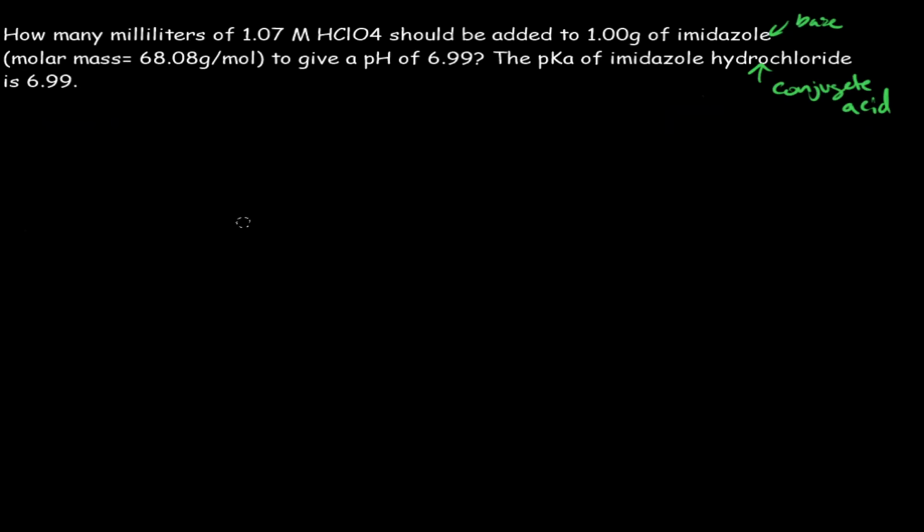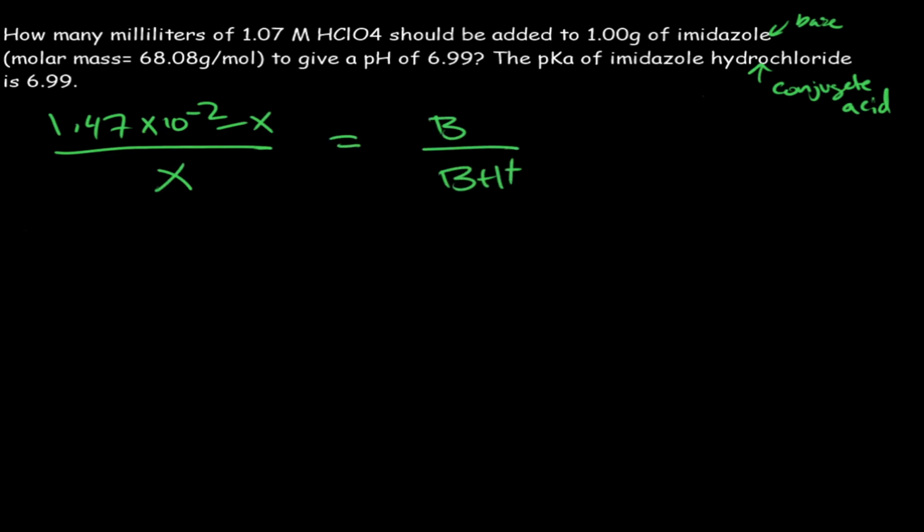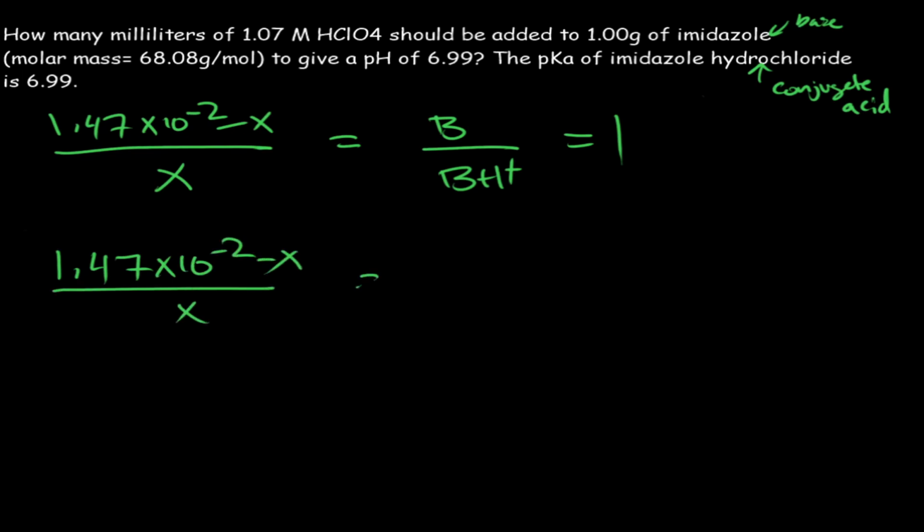So the next step we need to do is solve for x. We need to figure out what that x value is, because that will tell us how many moles of acid was added. So 1.47 times 10 to the negative 2 minus x over x is the same thing as our B to our BH plus. And we know that this has to equal 1. So if I write the equation like this, 1.47 times 10 to the negative 2 minus x divided by x is equal to 1, we can now solve for x.